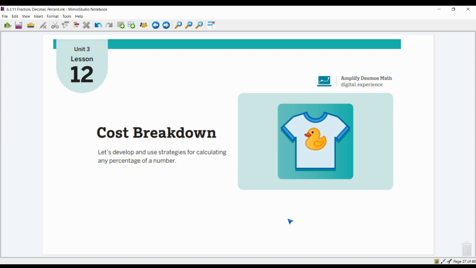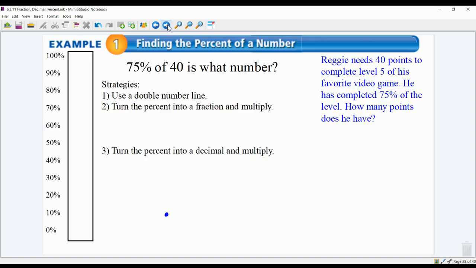Less than 12, and it has to do with finding the percent of a number. So I'm going to show you a few strategies, and you don't need to use every one, but at some point you're going to figure out which one you like best and which one works for you. So let's start off with this. If I ask you 75% of 40 is what number, I'm really asking you to find 75% of 40.